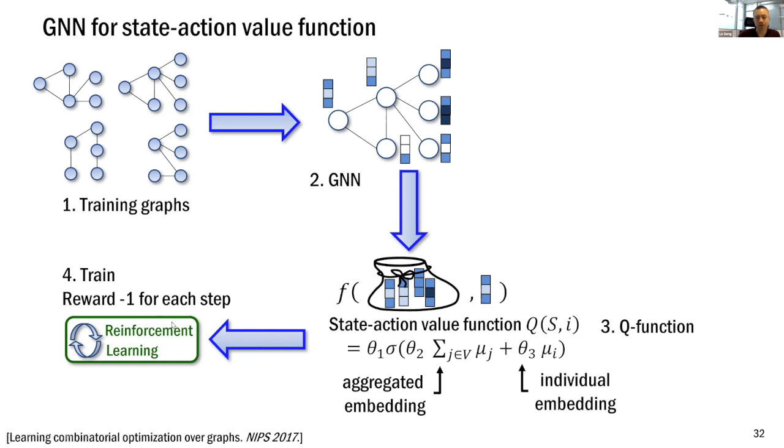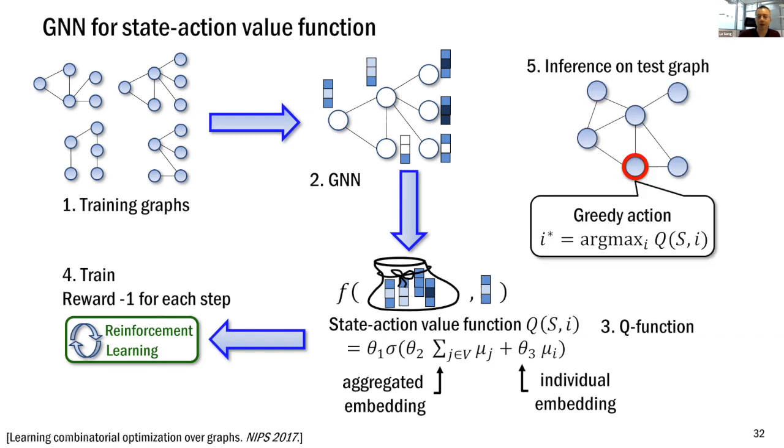Once you have learned this action value function, then you can take a new problem, right? A new graph, and then apply this learned action value function on this new graph to perform the selection of nodes and solve new problems. So you will find that if you're using this graph neural net to learn an algorithm from a family of problem instances, you will obtain an algorithm which is much better compared to these greedy algorithms.